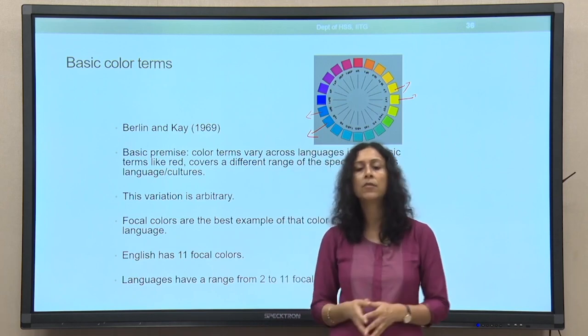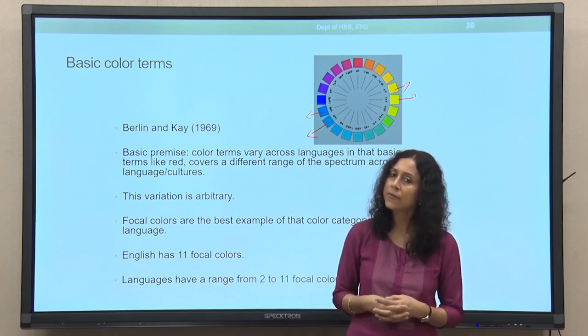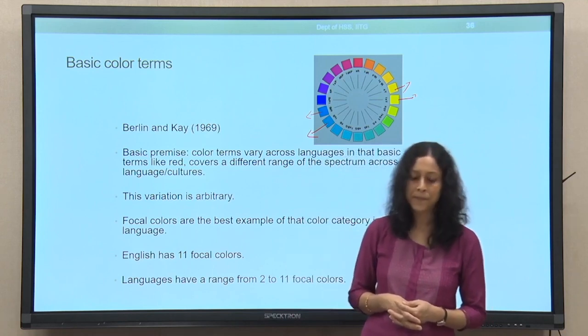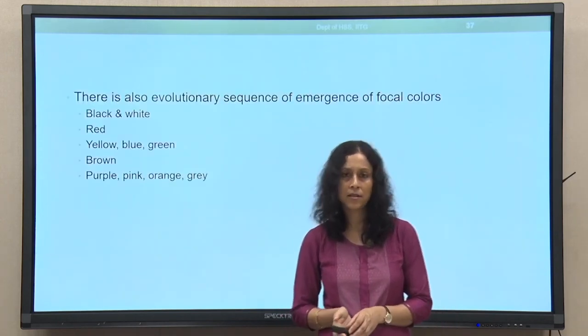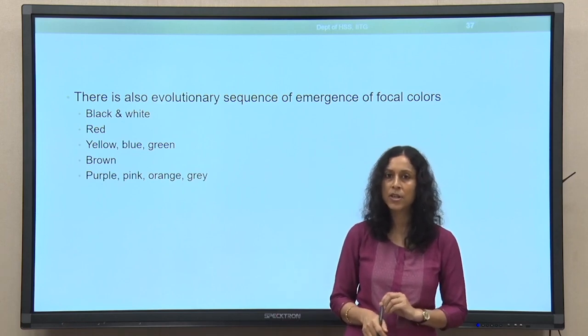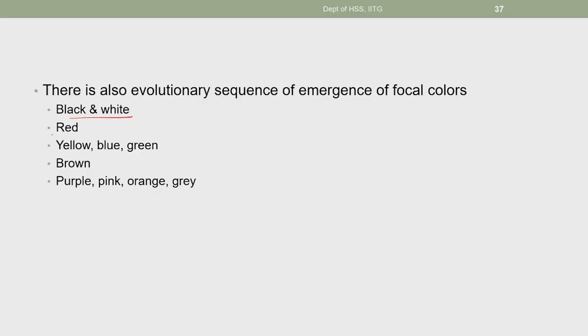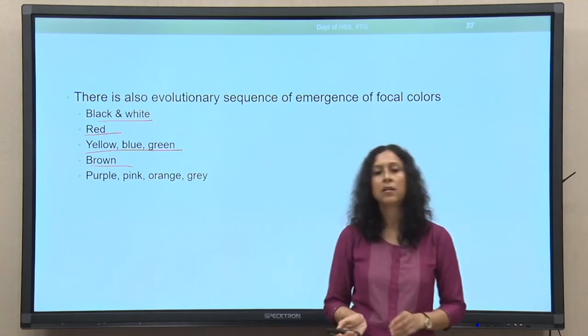Now, their work found out that the world's languages differ enormously in terms of the basic color terms. Basic color terms can differ from having 2 terms to 11 terms. So, Dani we have already seen has only 2 color terms, Mola and Mili, but English has 11 focal color terms. So, that is the range of color terms that the world's languages offer. There is also a sequence of the emergence of focal colors. If the language has only 2 focal colors, these are the 2. When you have 3, gradually red is incorporated, and then in the evolutionary sequence you will have yellow, blue and green, then followed by brown, followed by the other colors. So, this is how the evolutionary sequence of emergence of focal colors has been proposed by Berlin and Kay.